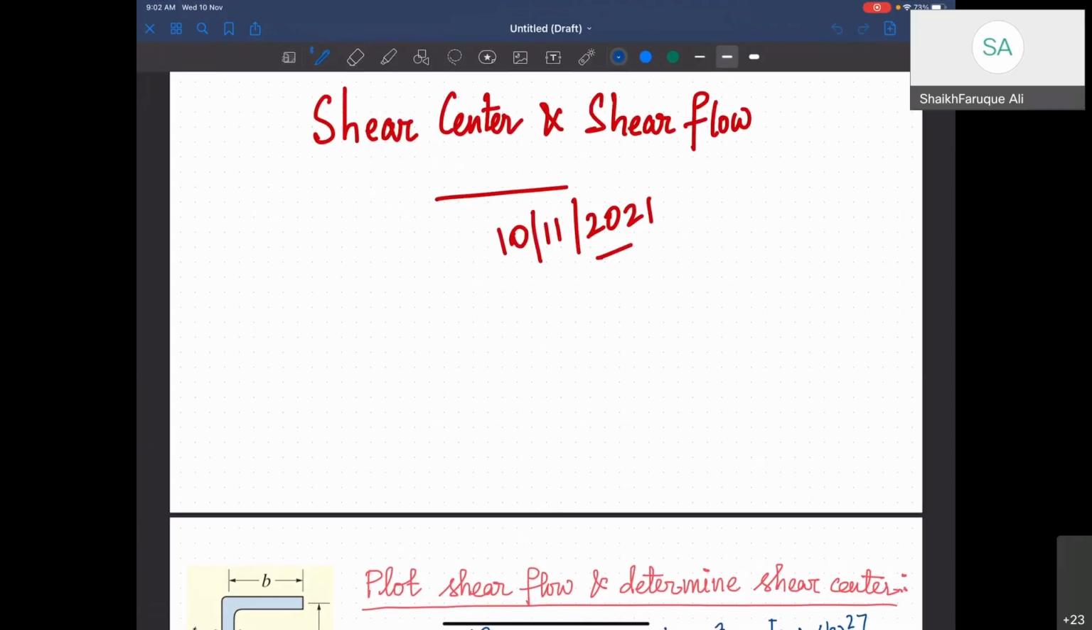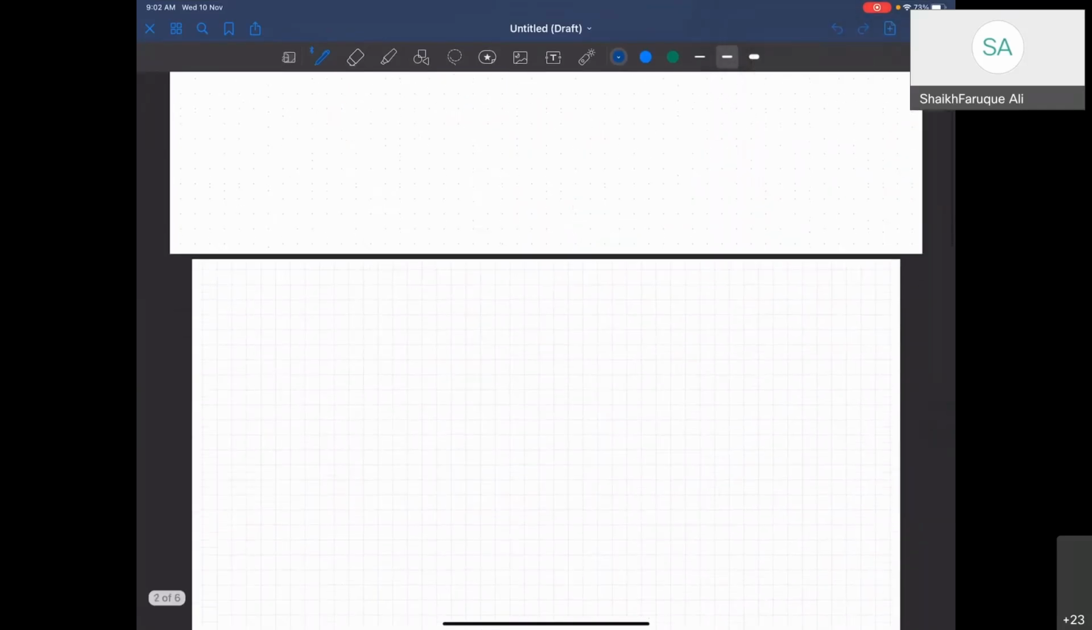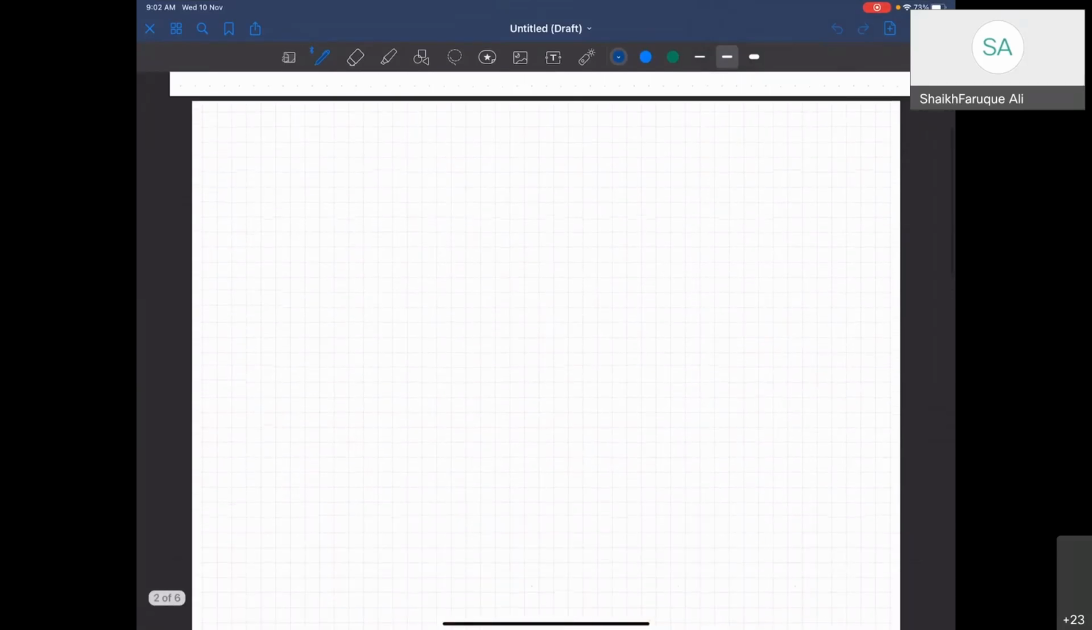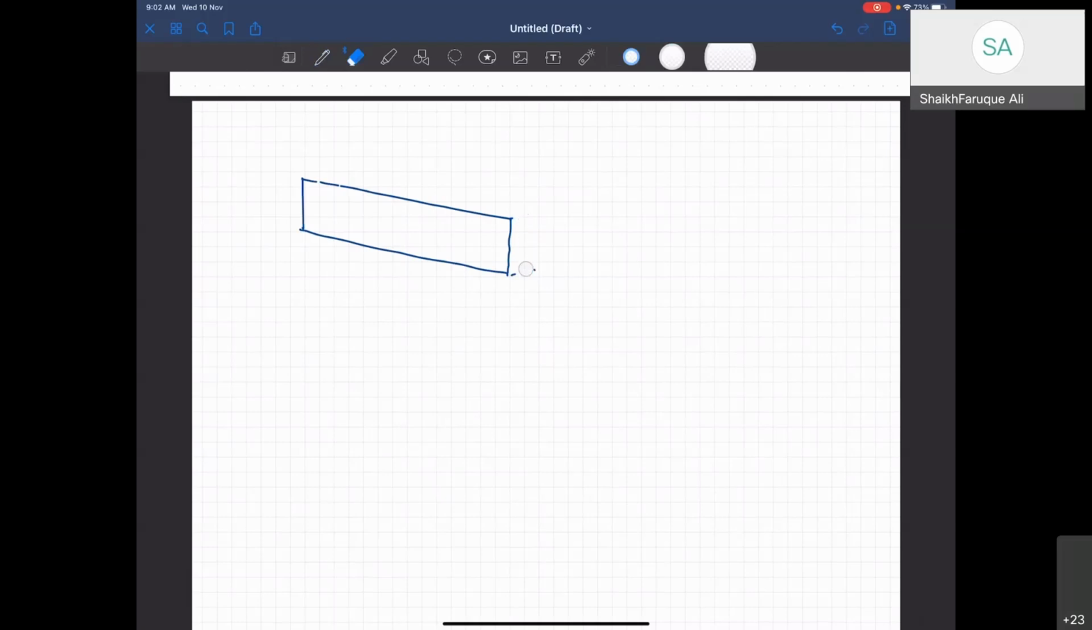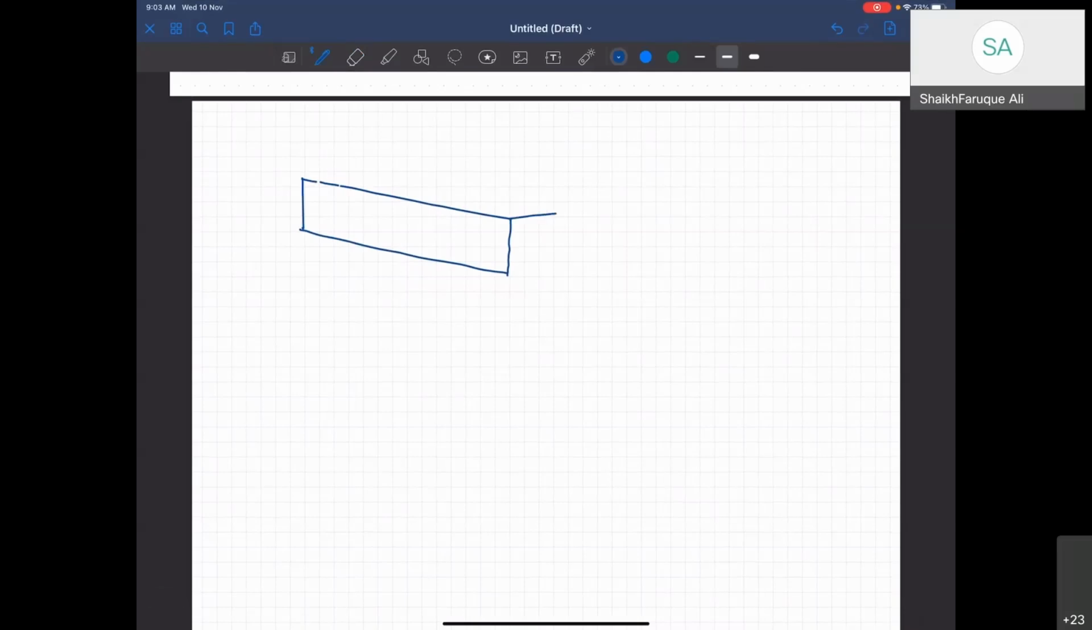We have looked into shear flow in the last class, and we discussed a few detailed works on the shear flow. We said that if you have a load on a structure, like let's say I have a beam, not really a rectangular beam. So let's say I have a channel section beam.